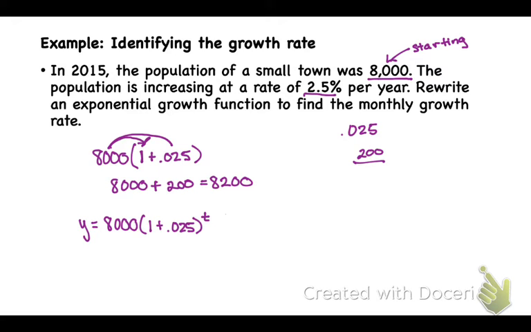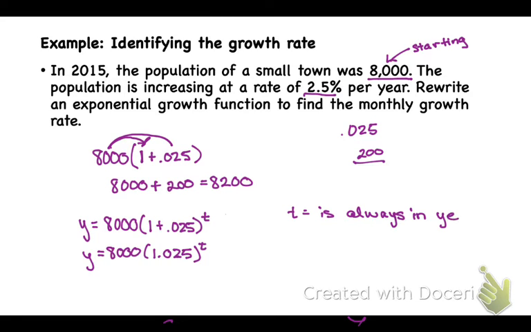But since we're talking about time, we're using what? T. Now, our equation then we could make it as 8,000 times 1.025 to the t. So that's our final equation. Some things you need to know is t is always in years.